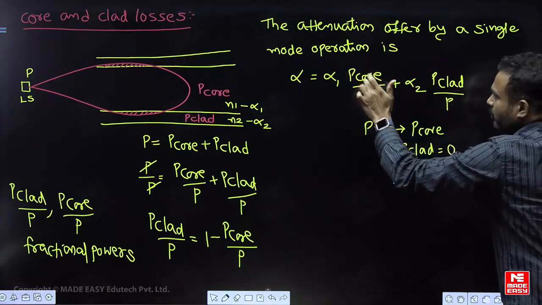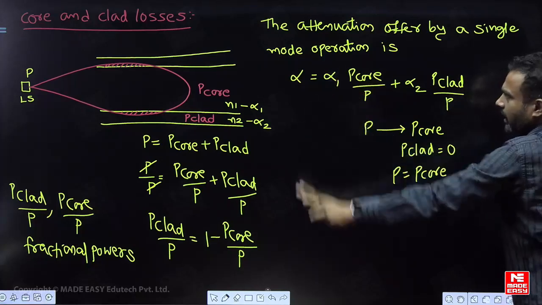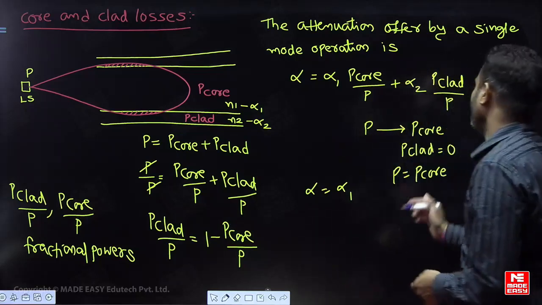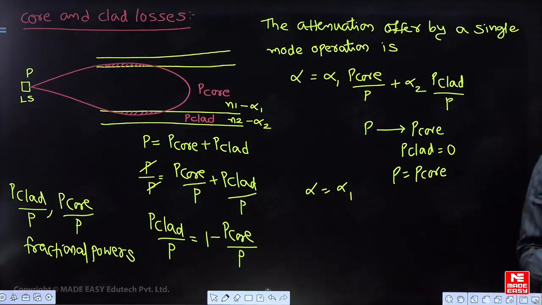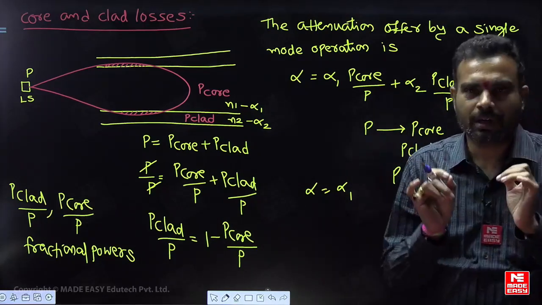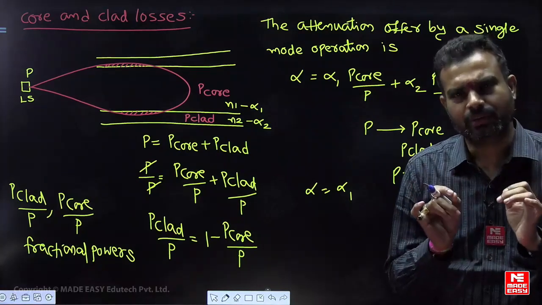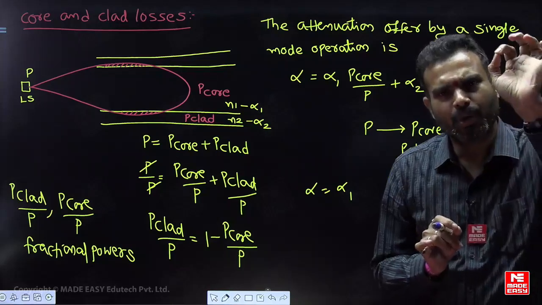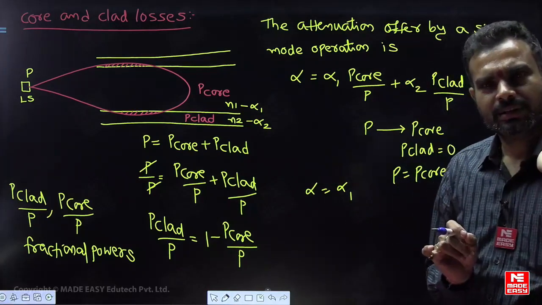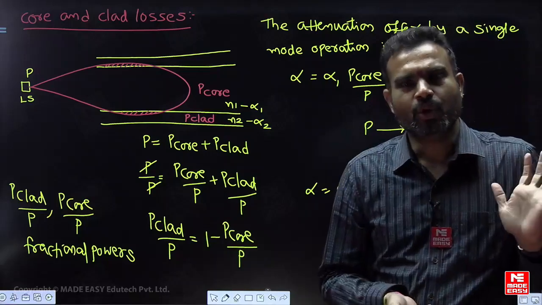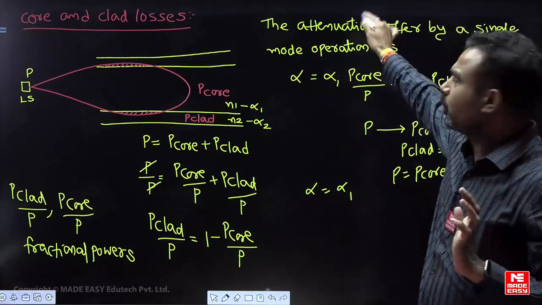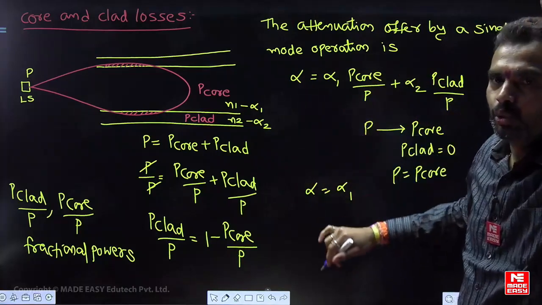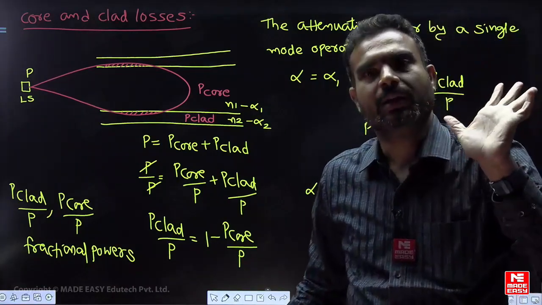This term is 0, these two cancel each other out, then what is left over is alpha 1. That means whenever you put this condition, the entire power emitted by the light source is passed into the core. Similarly, power in the cladding becomes 0. The total attenuation you wrote here, the attenuation offered by single mode operation, is attenuation due to the core only.